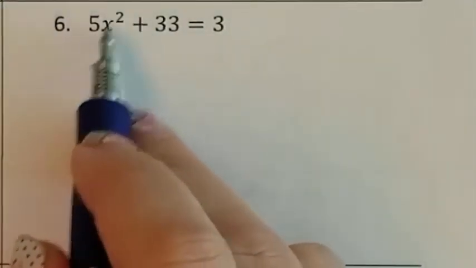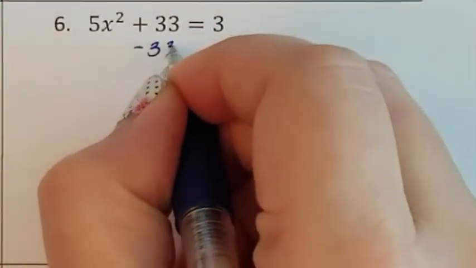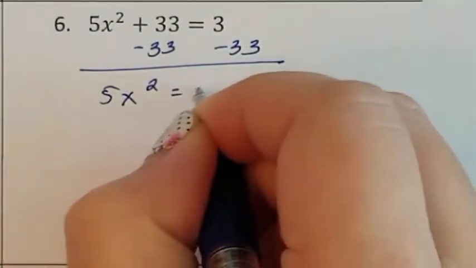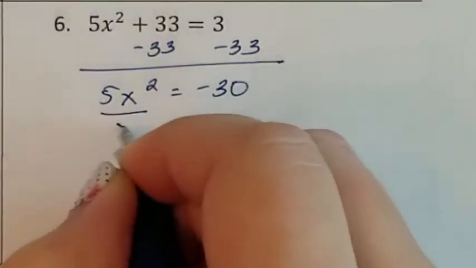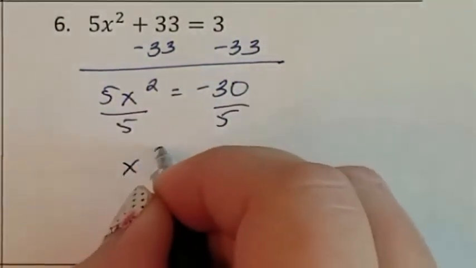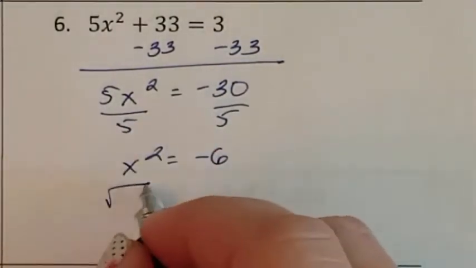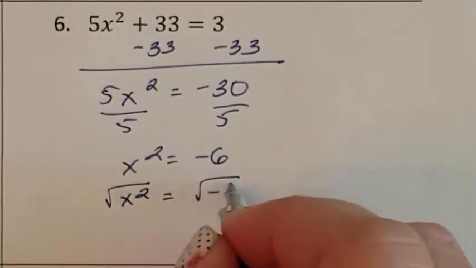Problem number 6. I need to solve for the x squared, so I need to subtract the 33 from each side. So I get 5x squared equaling a negative 30. You divide both sides by 5, so x squared equals a negative 6. I need the x by itself, so I need to take the square root of both sides.